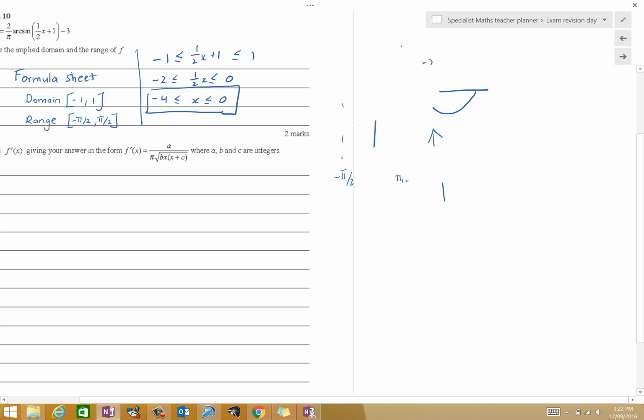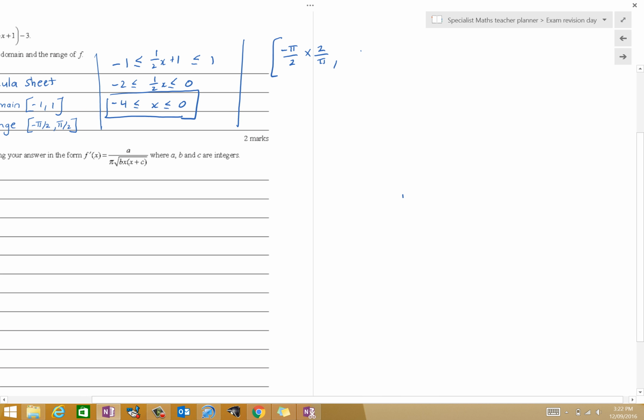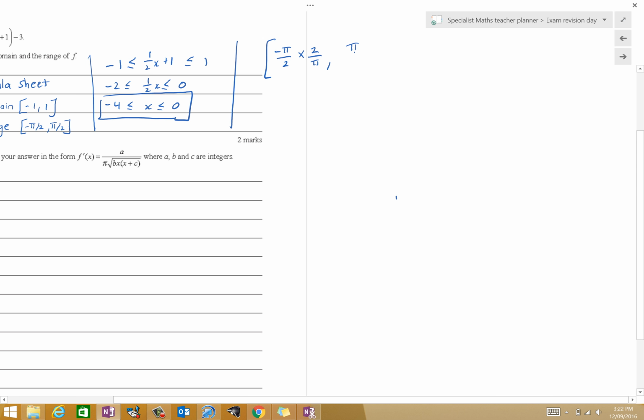Think about it. What is this 2 on pi doing to this graph? That 2 on pi is basically multiplying. Remember, we just need to find the answer. So if I was to get minus pi on 2, which is the smallest thing, and multiply that by 2 on pi, that's the first transformation that takes place. Pi on 2 multiplied by 2 on pi. So I'm just looking at the transformations.